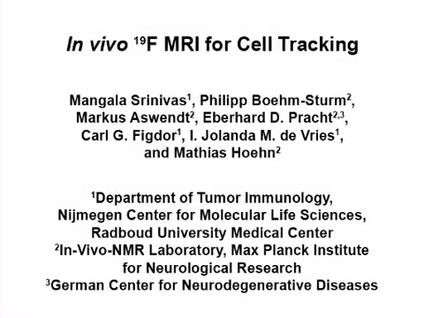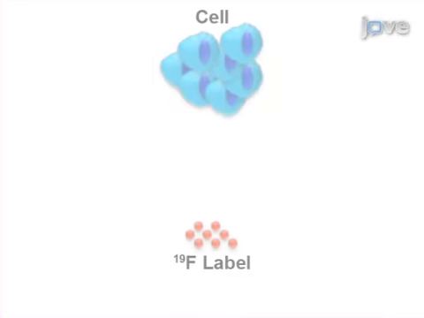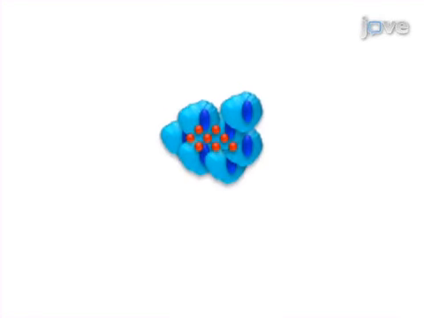The overall goal of this procedure is to image and quantify the number of 19F labeled cells in vivo using 19F MRI. This can be done in a clinical or preclinical setting. This is accomplished by first labeling cells with a suitable 19F agent. This is most often done ex vivo.